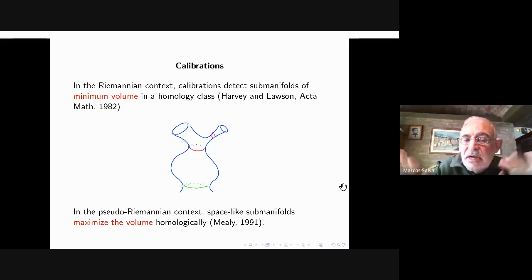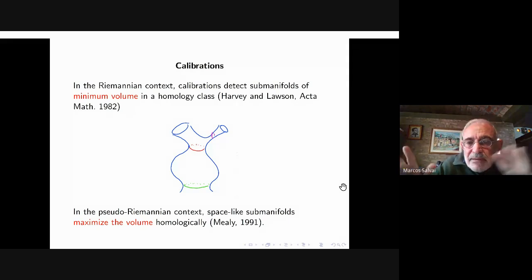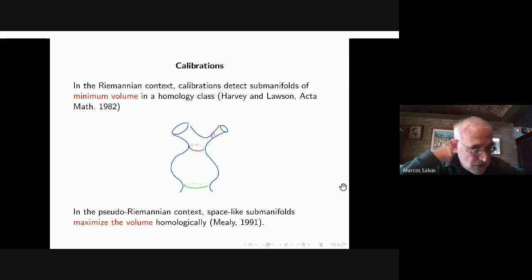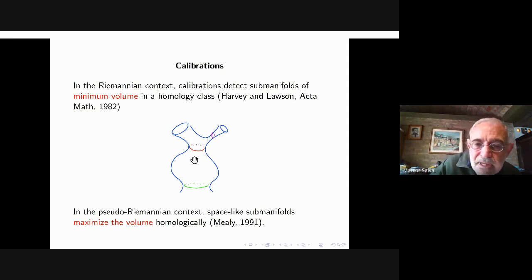In calculus of variations, you minimize, or when you take the trouble of taking second derivatives, you minimize locally. But this is much more powerful. So this small circle is not in the homology class of the red one.